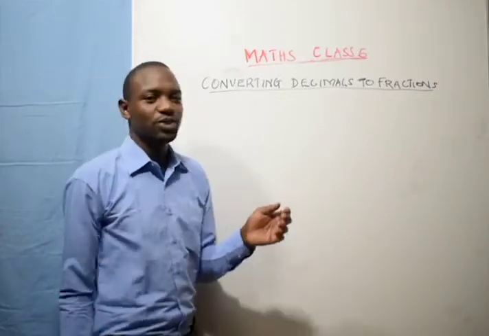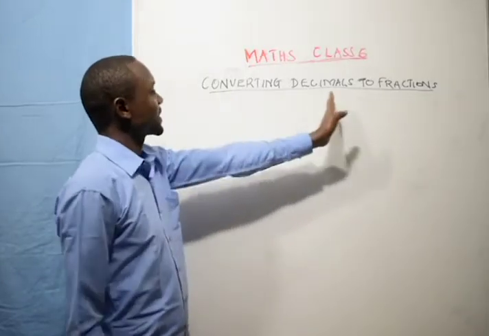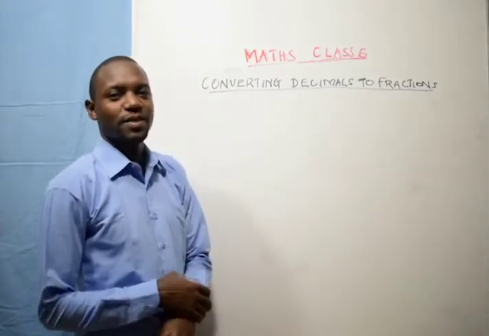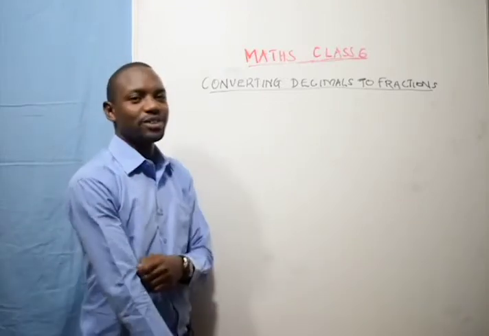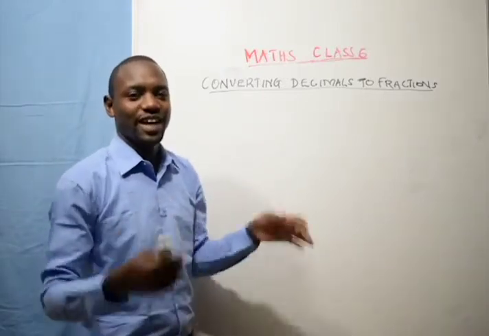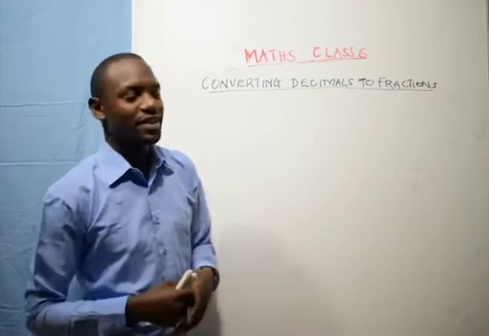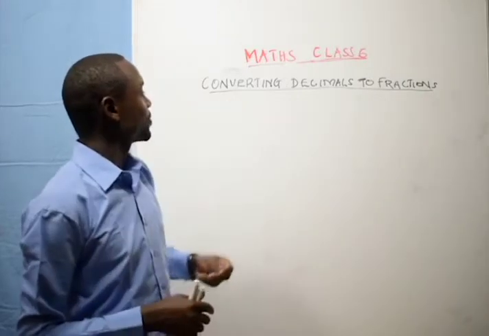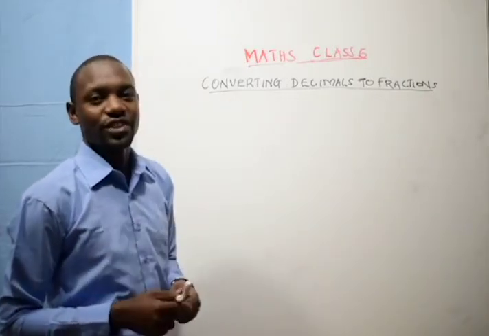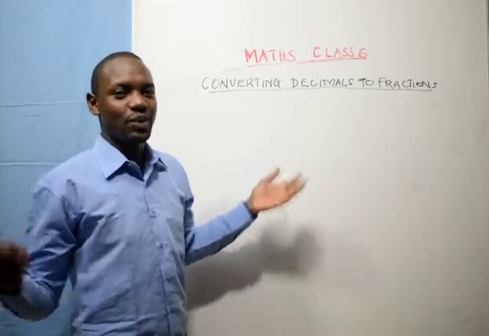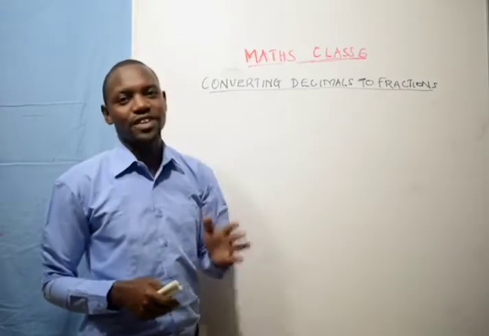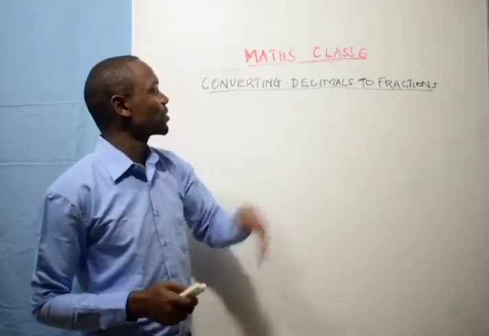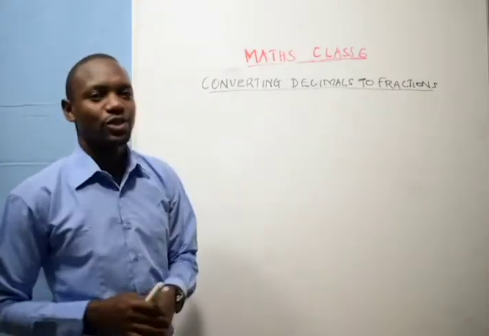Welcome to today's lesson, whereby today we are going to look at converting decimals to fractions. In the previous lessons we looked at recurring decimals, whereby we said recurring decimals are decimals that do not come to an end. They keep on repeating themselves. So today I want us to look at converting decimals to fractions. Previously we've looked at how to convert fractions to decimals. So today we are doing the vice versa of it, which is converting decimals to fractions.